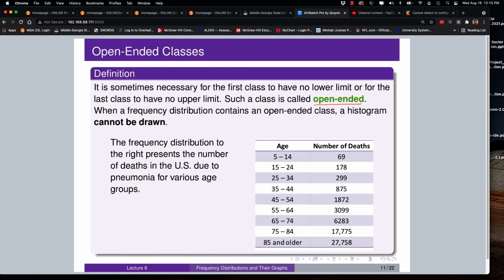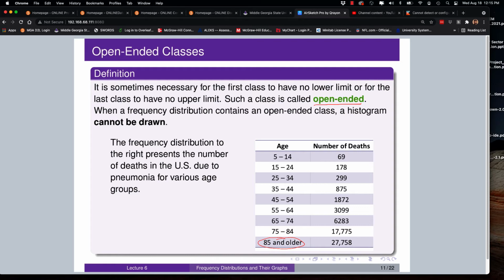In this case, this data set that I'm giving an image of, the frequency distribution to the right, is about the number of deaths in the U.S. due to pneumonia for various age groups. And so the last category, they decided to just call 85 and older. Well, that's an open-ended class.